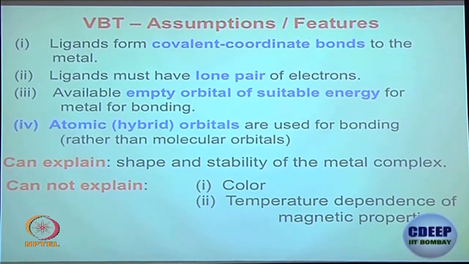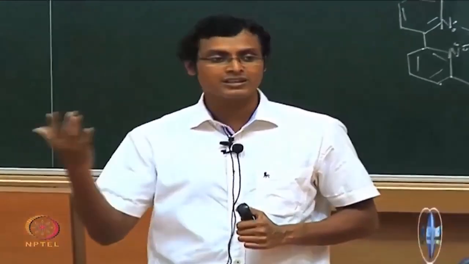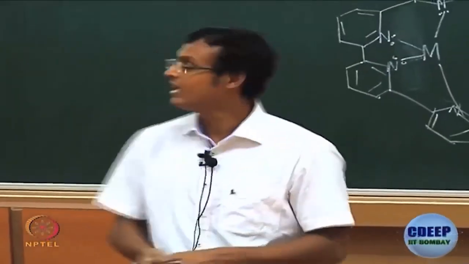This is the limitation. Of course, slowly theories have evolved. Since all the information cannot be explained by valence bond theory, the next step which people accepted is crystal field theory. But the development of crystal field and valence bond theory occurred almost simultaneously. Still, we teach valence bond theory because it is so easy to understand. It's the first thing you remember. Okay, let me look at it.